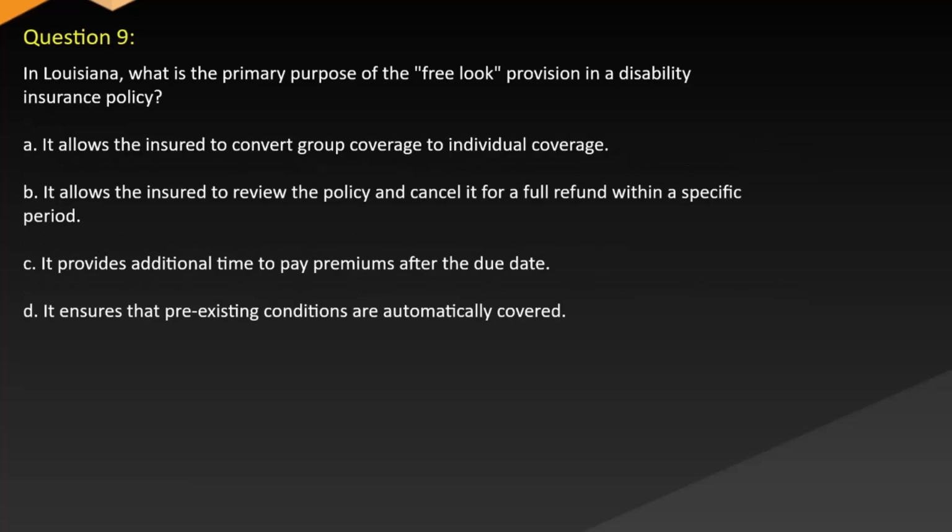Question 9. In Louisiana, what is the primary purpose of the free look provision in a disability insurance policy? A. It allows the insured to convert group coverage to individual coverage. B. It allows the insured to review the policy and cancel it for a full refund within a specific period. C. It provides additional time to pay premiums after the due date. D. It ensures that pre-existing conditions are automatically covered.